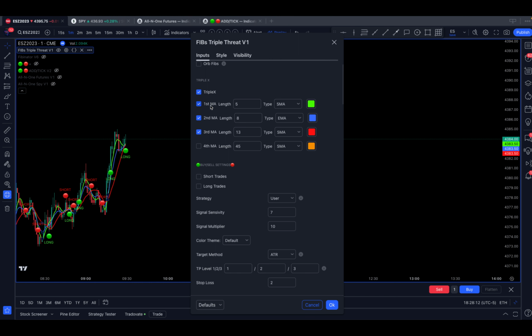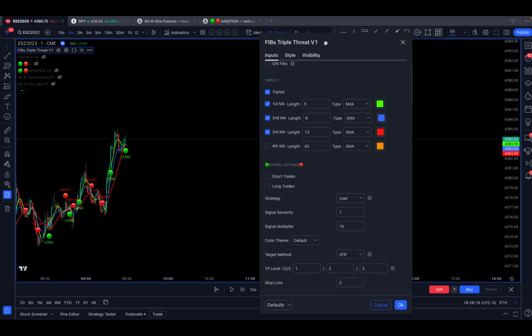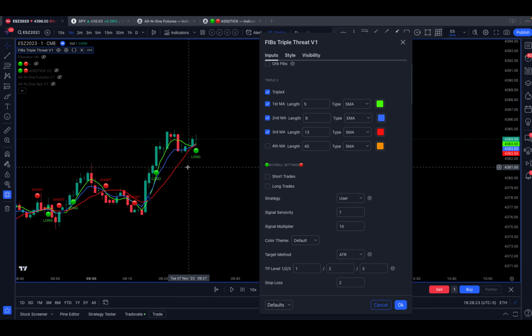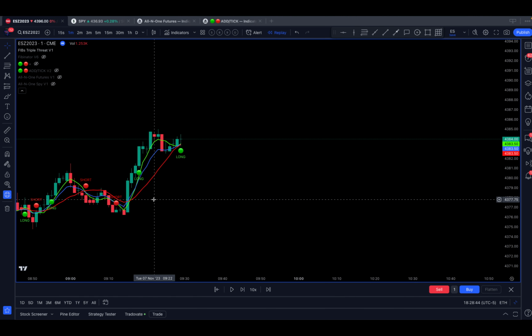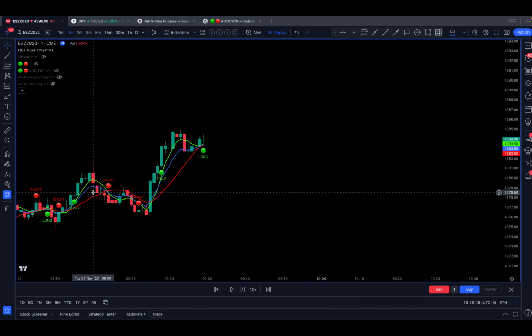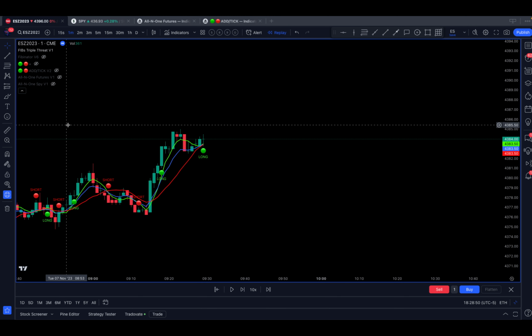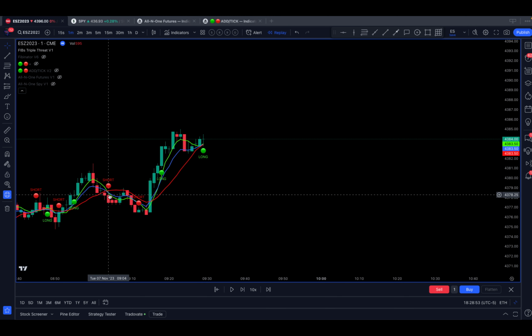It's basically showing there's a total of 4 MAs you can utilize, but the first 3 MAs, the base settings are 5, 8, and 13. And basically, when the first MA crosses above both of the second and third, it's going to trigger a long or short signal. If you're familiar with Bill Williams, the alligator indicator, it's similar to that. But it's basically when the first one crosses below both of those, it's going to fire off.